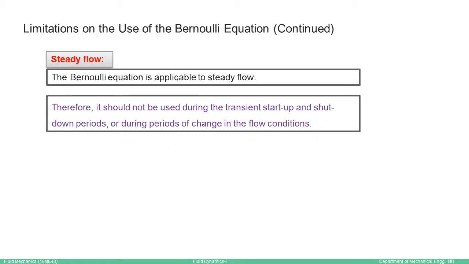Since this is applicable only to steady flow, Bernoulli's equation cannot be applied during a transient startup or shutdown period, when the pressure is building up or when the pressure is reducing in a flow. Then you can't apply Bernoulli's equation to such situations, or when the velocity is changing at a given point in the flow, then you can't use it.